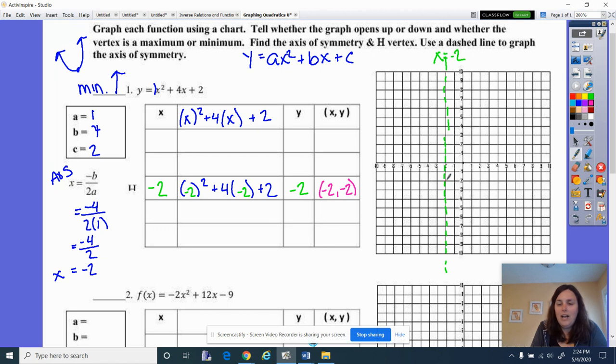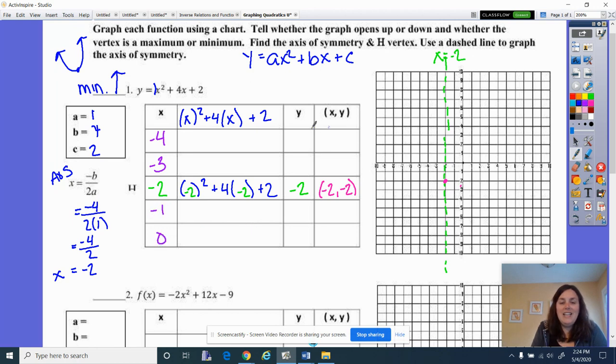And I'm plotting that right on my axis of symmetry. Okay, now this is my middle point. This is great, but how do I find the other points? Well, I know that I have points to the left, and I know that I have points to the right. So all I'm going to do is plug in the two x values to the left, so negative 3 and negative 4, and the two x values to the right of my axis of symmetry, negative 1 and 0.